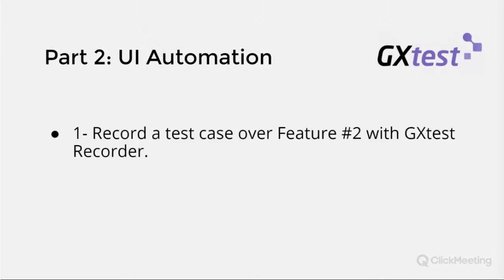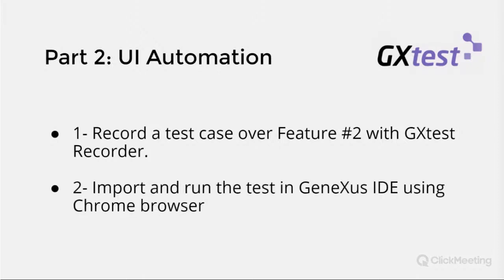Okay, so now I'll start the second part of the demonstration. In this second part of the demo, I'll record a workflow to test feature number 2. This is create a new box, set the cost, and delete the box with the GXtest recorder. And after that, I'll import the GeneXus code and run the UI test from the GeneXus IDE in the Chrome browser.